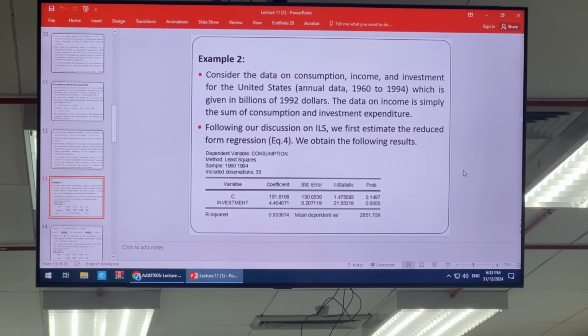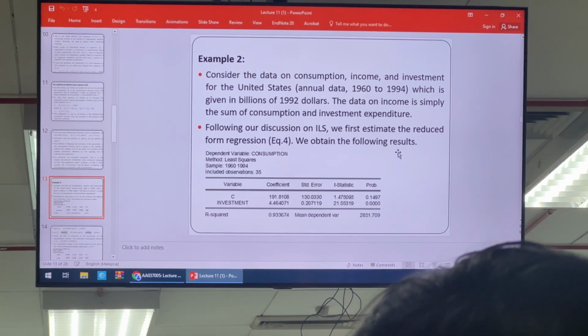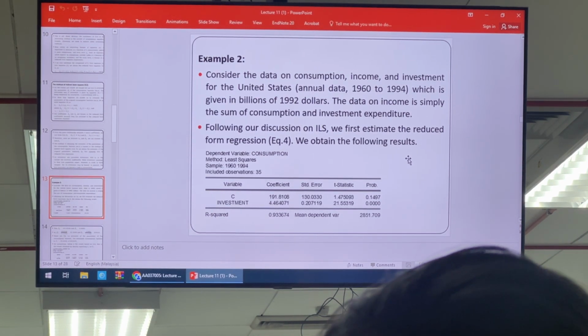Okay, consider example 2. Basically the same example, but now we have data. Consider the data on consumption, income, and investment for the United States. That's annual data from 1960 to 1994, given in billions of 1992 dollars. The data on income is simply the sum of consumption and investment expenditure. So the same equation. Following our discussion on indirect least squares, we first estimate the reduced form regression and we obtain the following result.